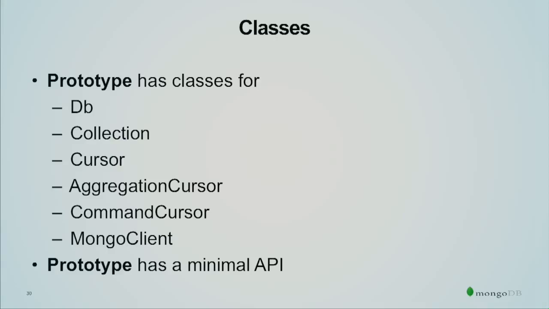For the prototype, we basically used classes to define a DB, collection, cursor, aggregation cursor, command cursor, and Mongo client. The prototype has a minimal API. There are no helpers there. There's no add user, remove user, anything like that. It's just the core basic stuff.